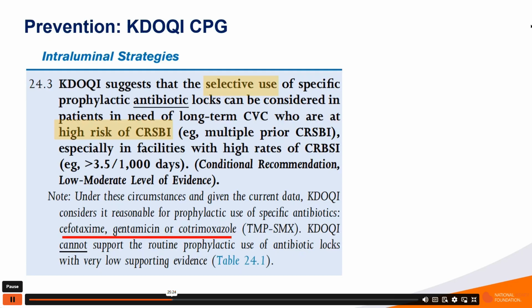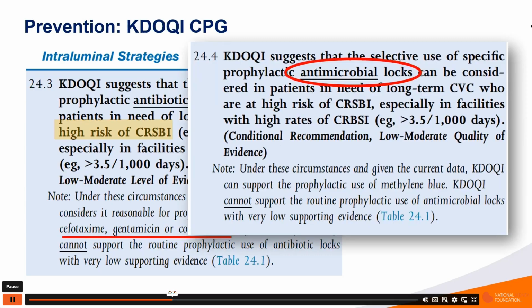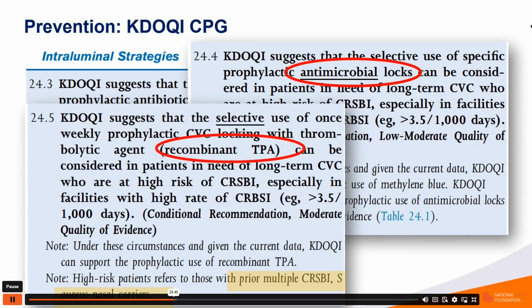But they also say that they can't support it on a routine basis because they don't want to have resistance for antibiotics. They looked at antimicrobial locks, and in patients with high risk or high rates of infection, antimicrobial locks also could be used for prophylaxis. And again, they didn't want to support it because there really was a lack of strong evidence.